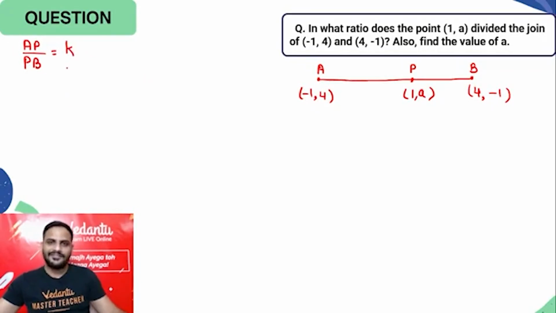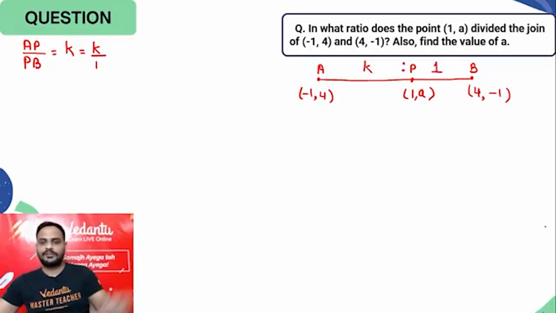ठीक है, so if it is k, it can be written as k by 1. So whenever the ratio is not given, you can always take it as k is to 1. ठीक है, whatever is the value of k, that will be your ratio. Let's apply the section formula. So x coordinate we know, so let's use the x coordinate.